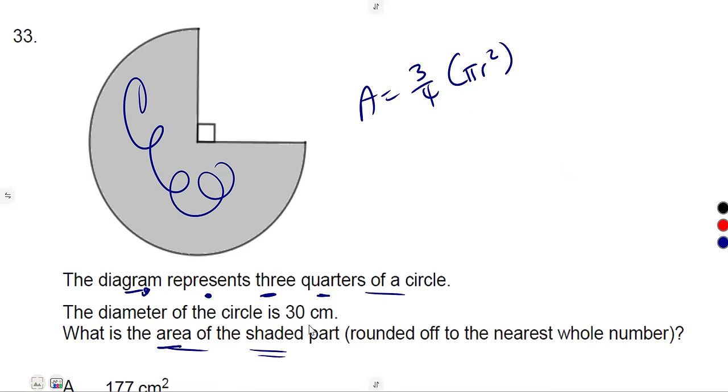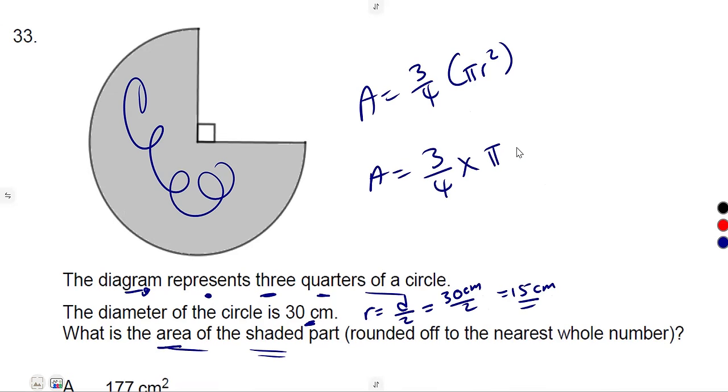The diameter is 30 centimeters, so therefore our radius is what? Diameter over 2. That is 30 centimeters over 2, which is what? 15 centimeters. So we can calculate our area: 3 over 4 times pi times our radius 15 squared. That's radius squared. So that was going to give us the area to the nearest whole number.